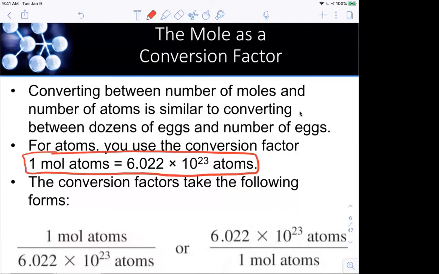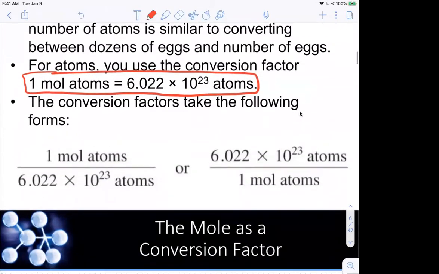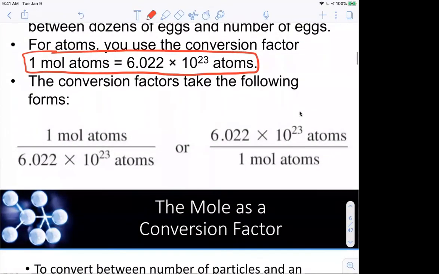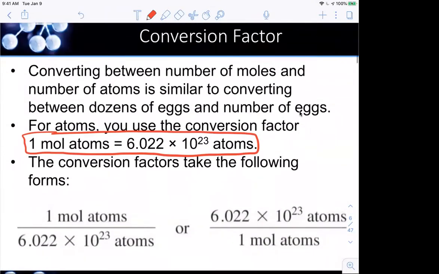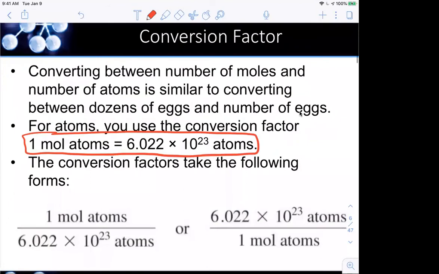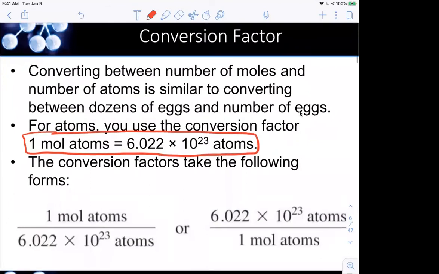If I use the conversion factor, 1 dozen is equal to 12, right? For this conversion factor though, I use 1 mole is equal to 6.022 times 10 to the 23rd of those particles. So here are my 2 conversion factors. I have 1 mole of atoms or particles over 6.022 times 10 to the 23rd, or I have the inverse, depending on if I want to convert from moles to number of atoms or number of atoms to moles.